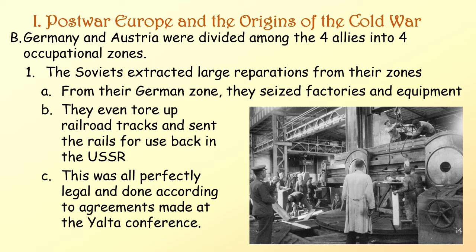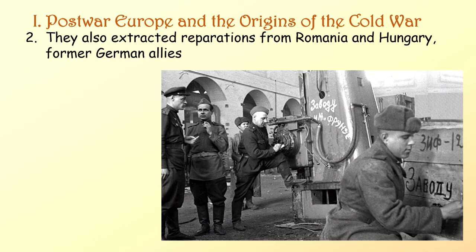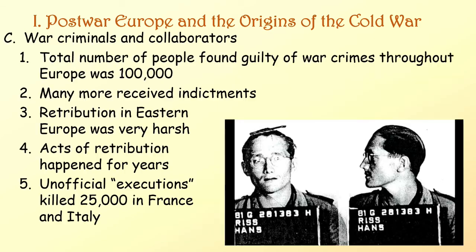Germany and Austria were divided among the 4 Allies into 4 occupational zones. The Soviets extracted large reparations from their zones. From their German zone, they seized factories and equipment. They even tore up railroad tracks and sent the rails back for use in the USSR. And this was all perfectly legal and done according to agreements made at the Yalta Conference. They also extracted reparations from Romania and Hungary, former German allies.